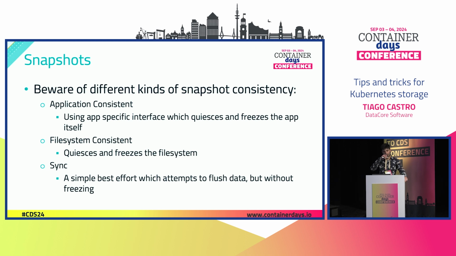So snapshots are now widely used in Kubernetes for local backups, remote backups, but not all snapshots are equal. So you should be aware of different kinds of snapshot consistency. Application consistent means they use an application-specific interface, which will quiesce and freeze the application itself. File system consistent does the same thing, but only at the file system level. And some drivers also use sync, which is just a best effort to flush data, but it doesn't actually freeze the application or the file system. So having a low consistency might actually impact your ability to recover data.